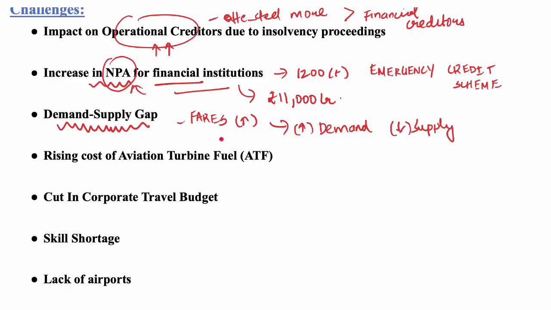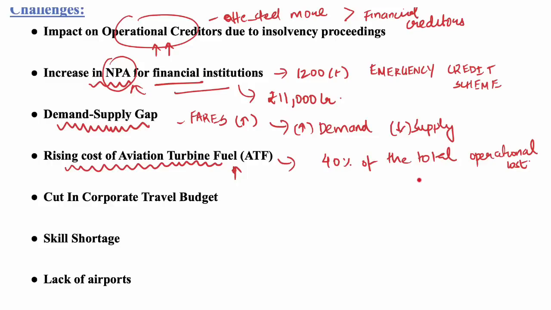Now, a major challenge that is crucial for all the airlines, and not only the Go First case, is the rising cost of aviation turbine fuel. Aviation turbine fuel is important because it occupies 40% of the total operational costs, and it impacts their financial viability. And in the recent past, it has been seen that ATF, that is aviation turbine fuel, has been consistently rising, and thus it has not only put stress on Go First Airlines but is putting stress on the balance sheet of all the airlines.